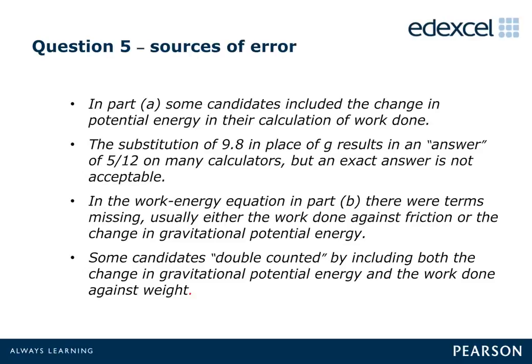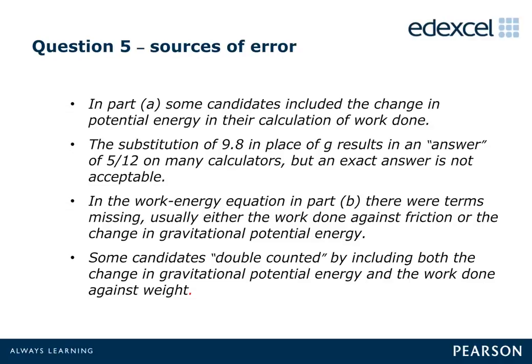When things did go wrong, in Part A, some candidates included the change in potential energy in their calculation of work done. The substitution of 9.8 in place of g results in an answer of 5/12 on many calculators, but an exact answer is not acceptable following the use of a decimal approximation for g.